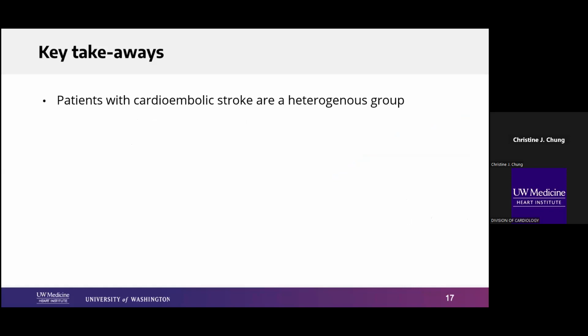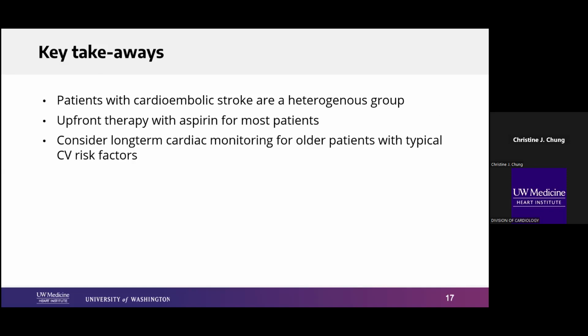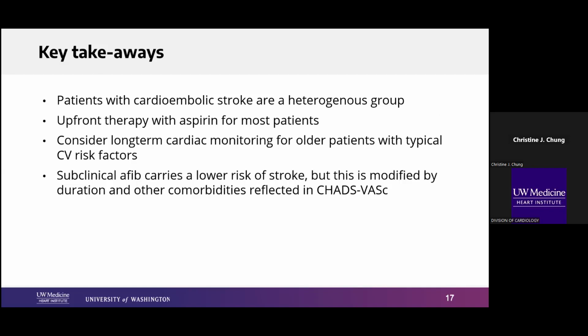So how can we summarize all these years of big important studies? We know that patients with cardioembolic stroke are a very heterogeneous group. So we can't really treat them with a one-size-fits-all strategy. For the majority of patients, as a sort of upfront default strategy, the best medical therapy right now is aspirin alone. In patients that are older and have other coexisting cardiovascular risk factors that might increase the likelihood that they have occult atrial fibrillation, it is very reasonable and currently a class 2A recommendation in the updated AFib guidelines to pursue extended cardiac monitoring with something like an implantable loop recorder.